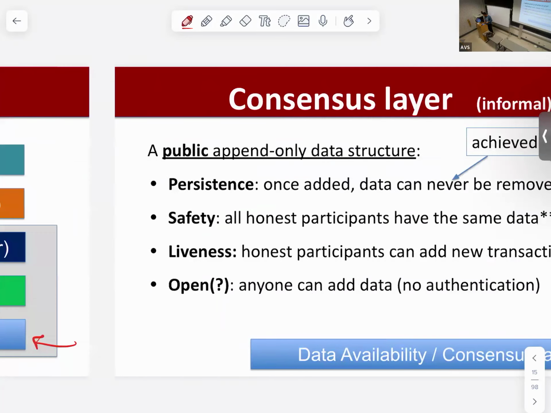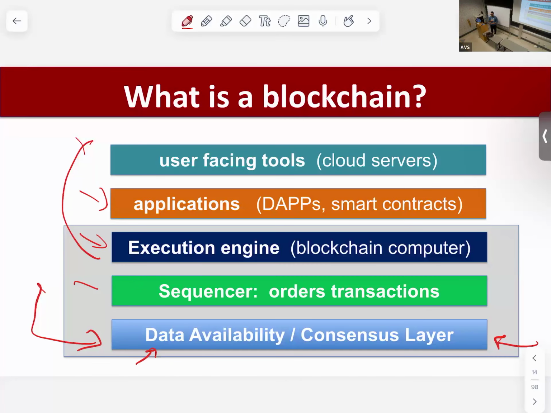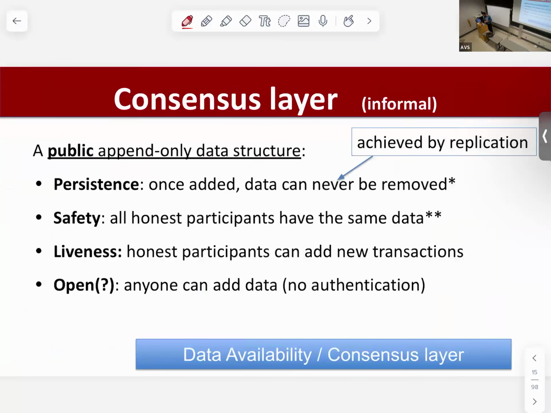So what is this consensus layer? What is this lower data availability? Are there any questions or are we good? Okay. So very informally, this is what we call a public append-only data structure. The reason that it's public means that everybody can have a replica of this. The alternative would be a private data structure. Not necessarily every blockchain has to be public, but we are mainly talking about public because that's the whole point of having a decentralized system.